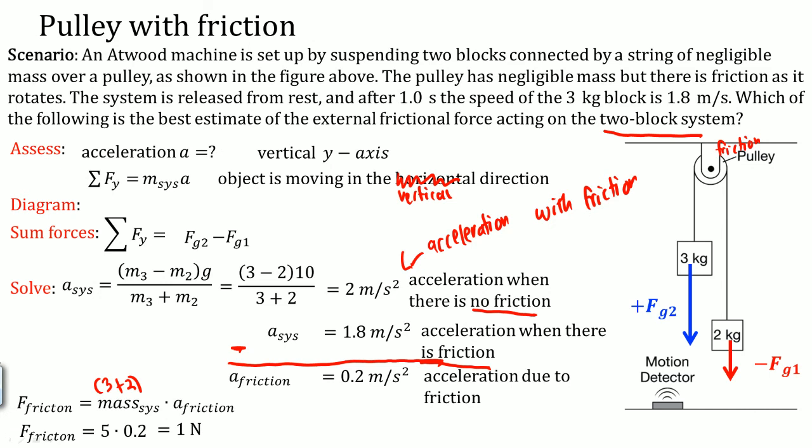So during this whole experiment, the friction force causes the system to lose acceleration; it loses 0.2. If you plug that into the force equation, it becomes 1 Newton. So the external force of friction acting on the system would be 1 Newton.